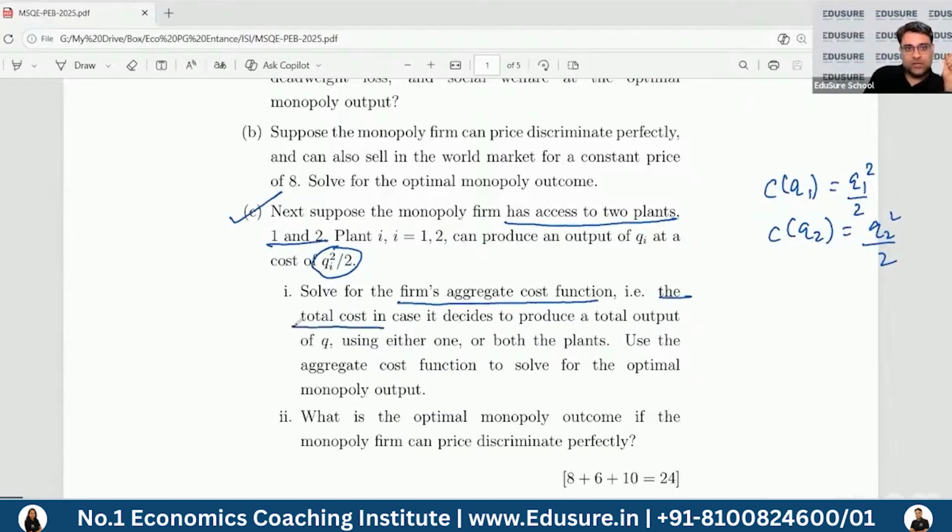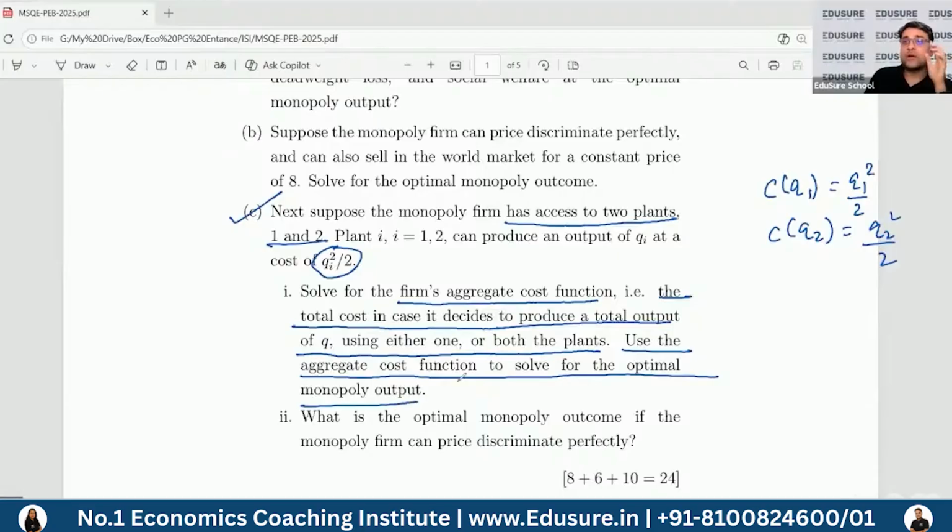That is the total cost in case it decides to produce a total output of Q using either one or both of the plants. Use the aggregate cost function to solve for the optimal monopoly output. What is the optimal monopoly outcome if the monopoly firm can price discriminate perfectly?